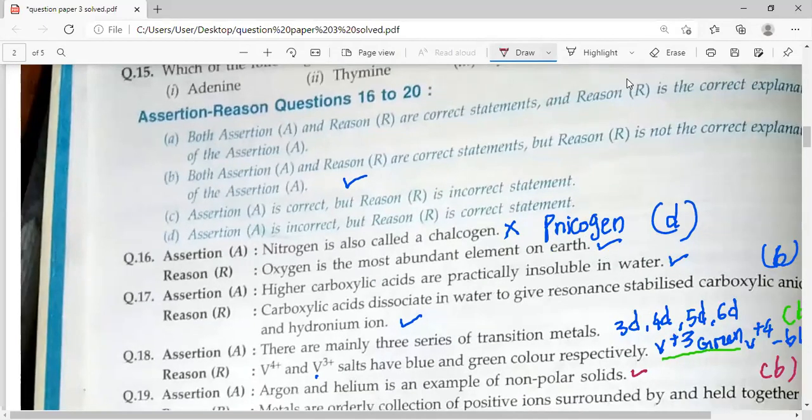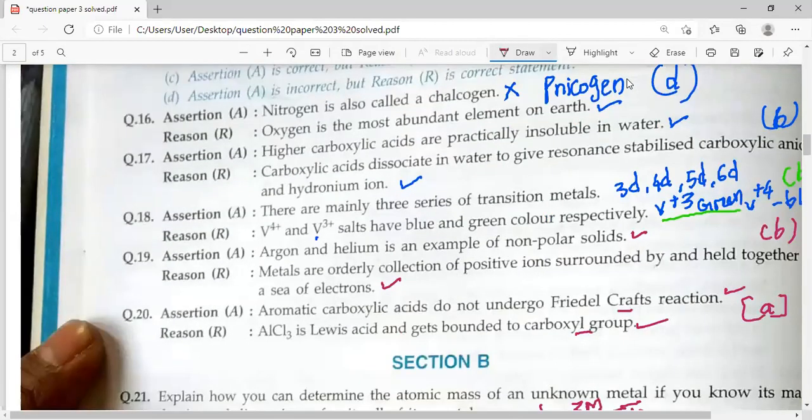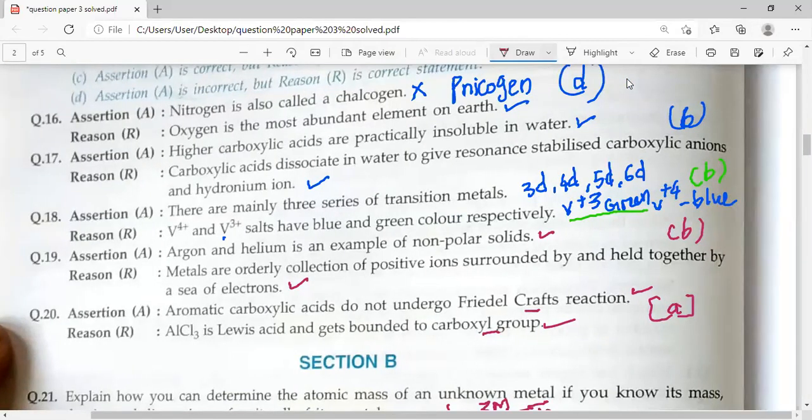Okay, let's move to the next question. Higher carboxylic acids are practically insoluble in water. This is true because as the number of carbons increases, my dear students, the molecular mass increases, and as the molecular mass increases, they behave like oil or wax, and they are insoluble in water. So this statement is correct.